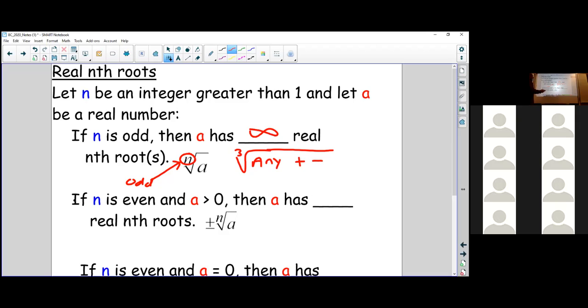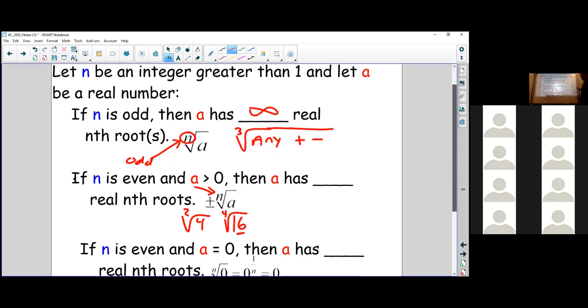Okay. If it's even, so if I had the square root of 4, or the fourth root of 2, 4, 8, 16, the fourth root only has to be positive underneath the radical. So it only has nth solutions. So you have to make sure these are positive in order for that to take place.